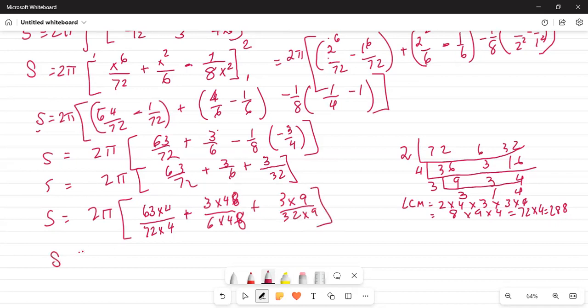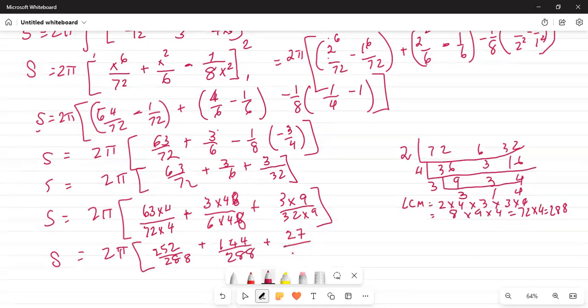In that case, S is equal to 2 pi. 63 times 4: 4 3s are 12, and 252 divided by 288. 3 times 48: 3 8s are 24, and 144 divided by 288. Plus 3 times 9 is 27, over 32 times 9, which is 288.